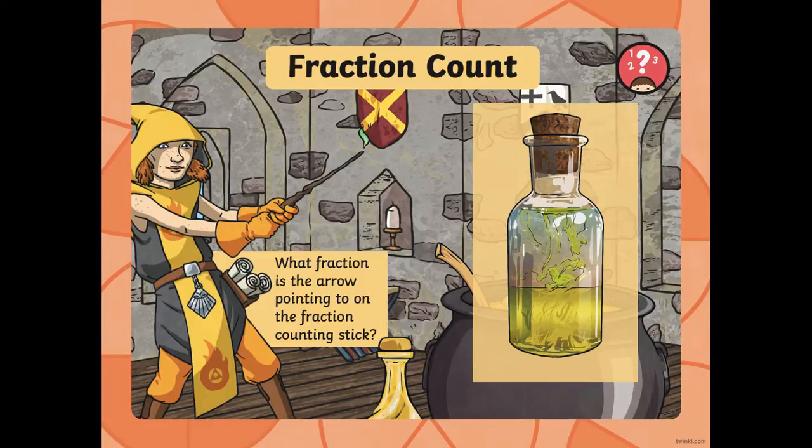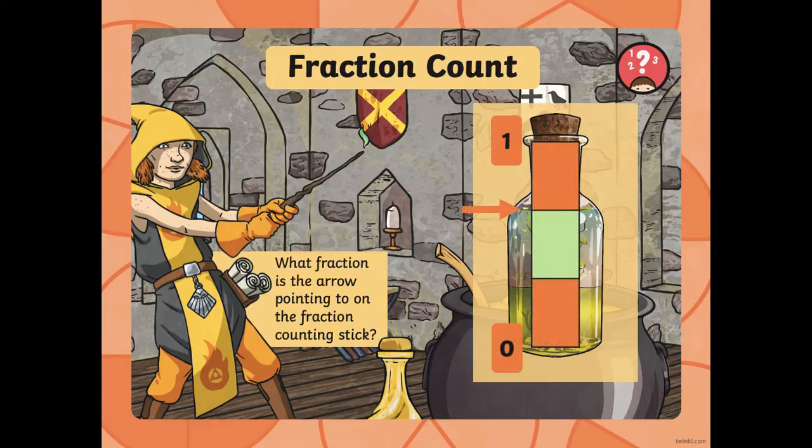What fraction is the arrow pointing to on the fraction counting stick? Okay, here. How many sections are there? 3. So we know we're looking at thirds. 1/3. Hopefully you're all saying 2/3. How many is it split into? Where are we at? Hopefully you're all saying 3/4.